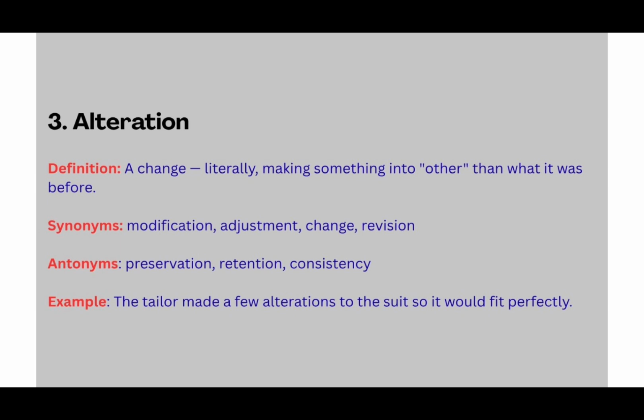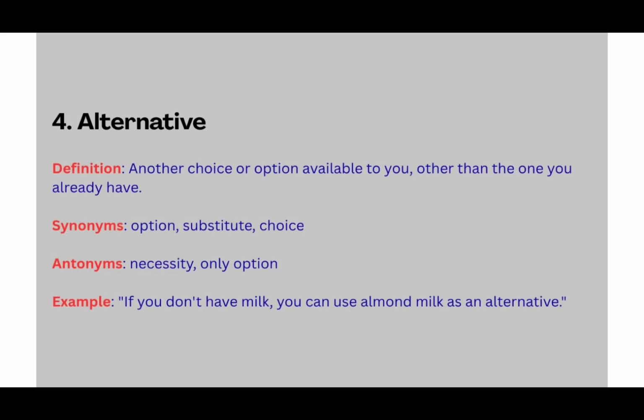Next, we have alteration. Alteration means a change, a making into something other. When you alter your plans, you make other plans. For example, the tailor made a few alterations to the suit so it would fit perfectly. Synonyms like modification, adjustment, change, revision. Antonyms: preservation, retention, consistency. Next, we have alternative.